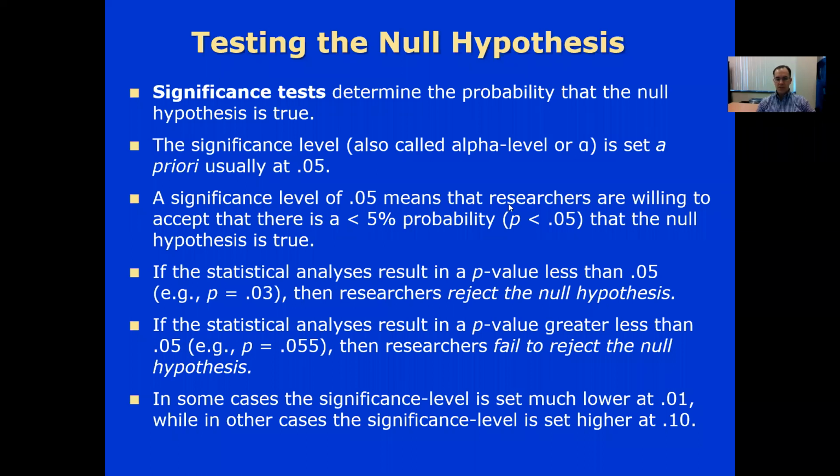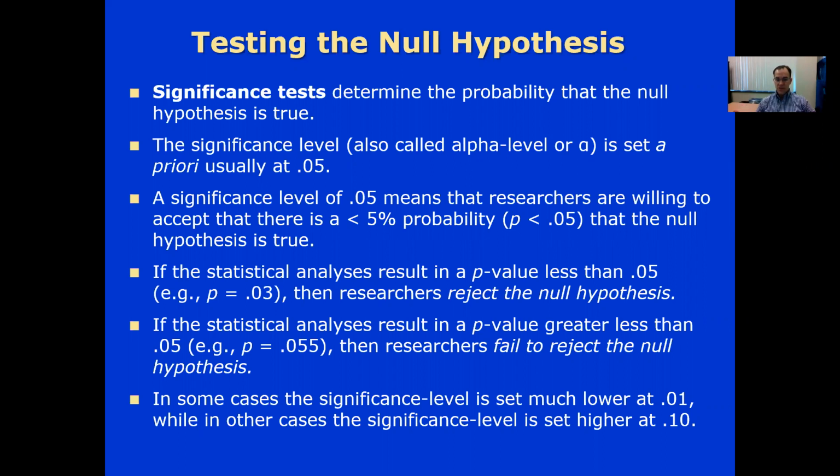So let's talk about what would happen with values below 0.05 and above 0.05. If the statistical analysis results in a p-value less than 0.05, for example, p equals 0.03, then the researchers would reject the null hypothesis, indicating that the outcome was due just by chance.